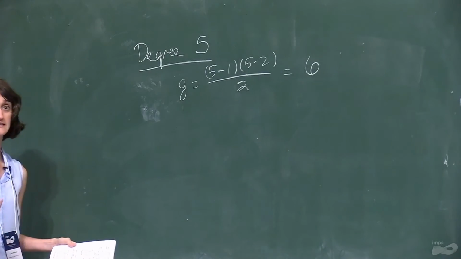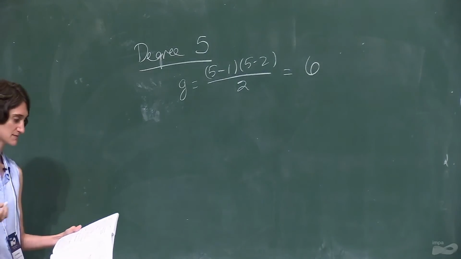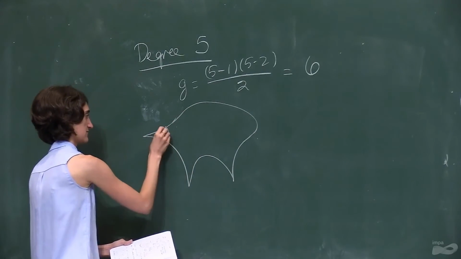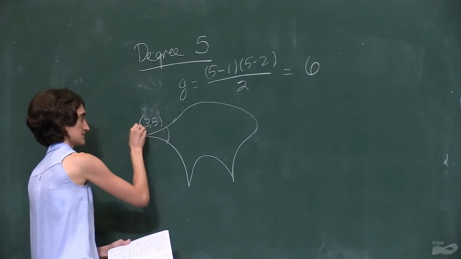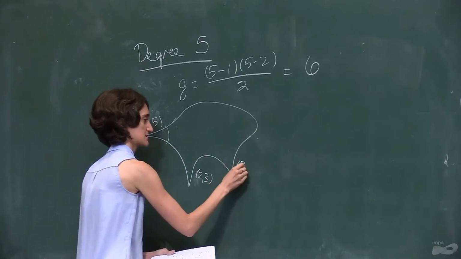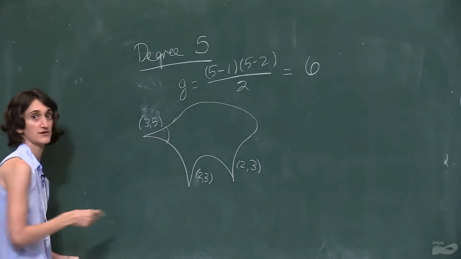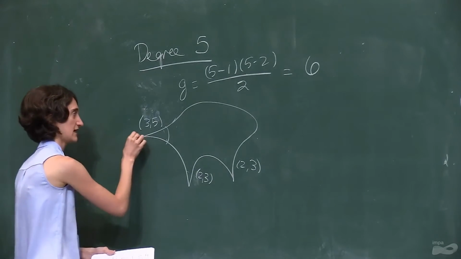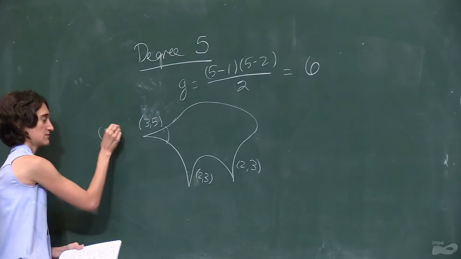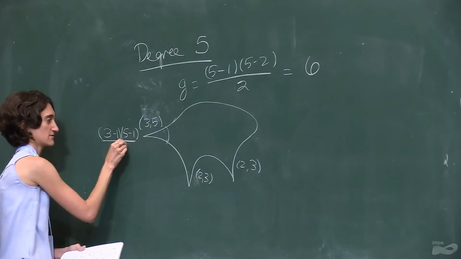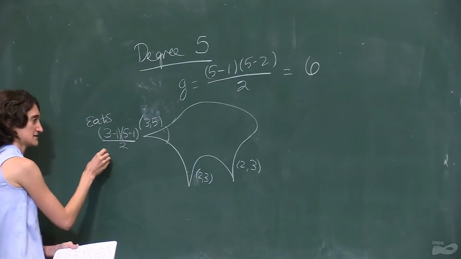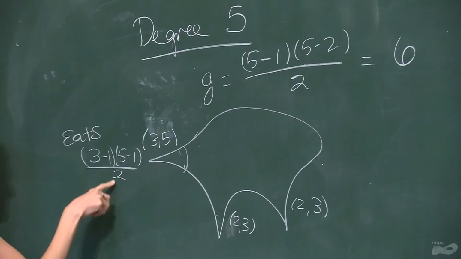So I should eat up 6 genus in cusps. One way to eat up 6 genus is to have a 3-5 cusp, and then 2 trefoil cusps, (2,3) cusps. The trefoil ate up genus 1, and the general formula for how much genus a (P,Q) torus knot eats is (P minus 1)(Q minus 1) over 2. So this eats this much genus. So this is 4.